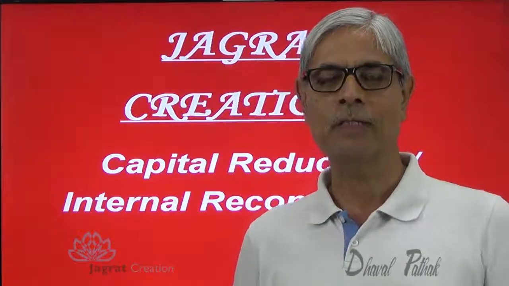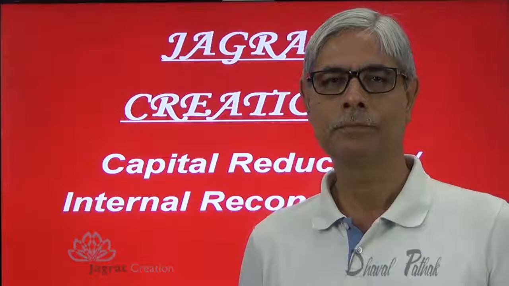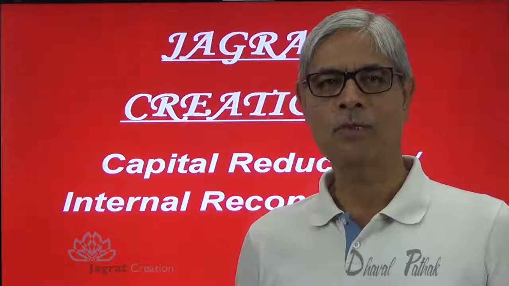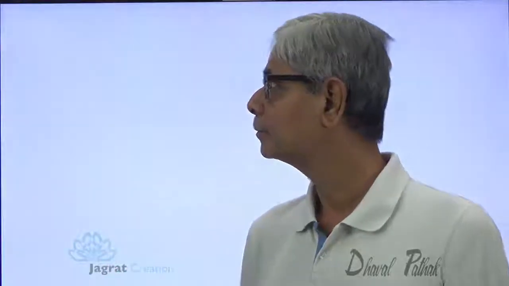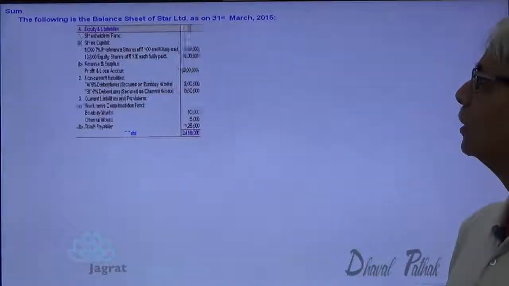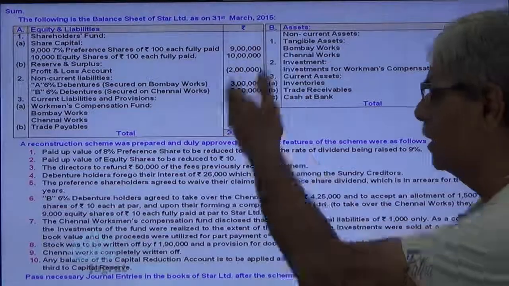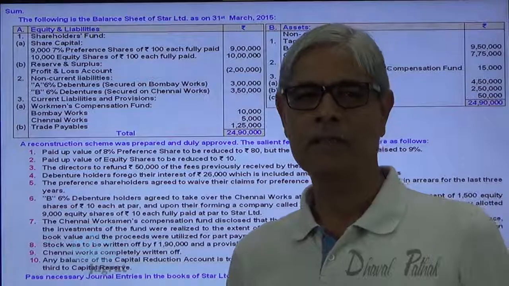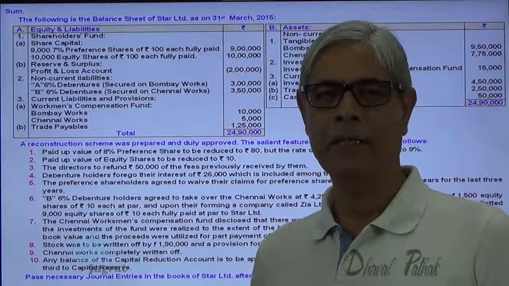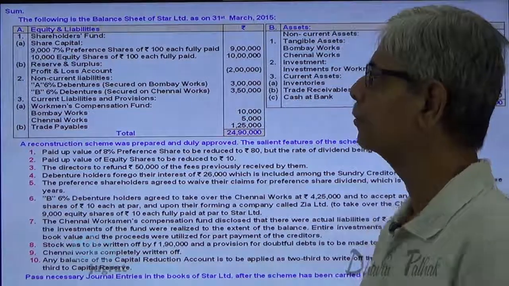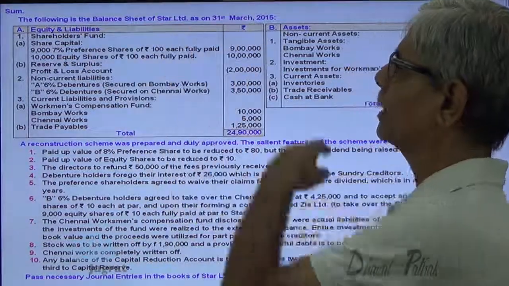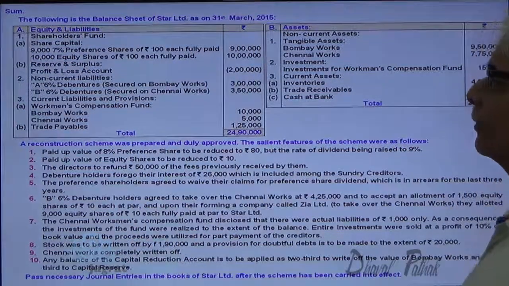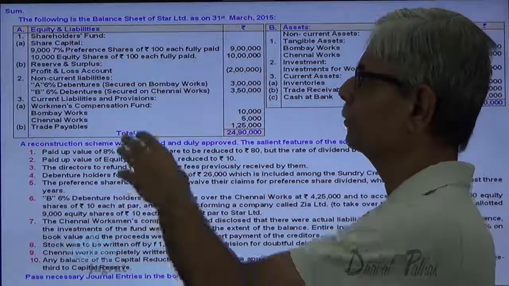I wish to solve one sum on capital reduction. Just observe the sum on the screen. This sum was asked in the IPCC examination recently. Following is the balance sheet of Star Limited as on 31st of March 2015.